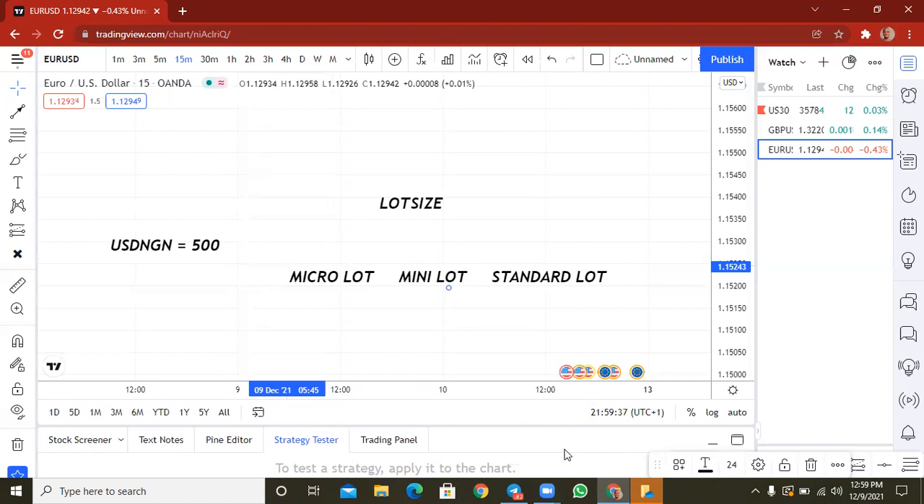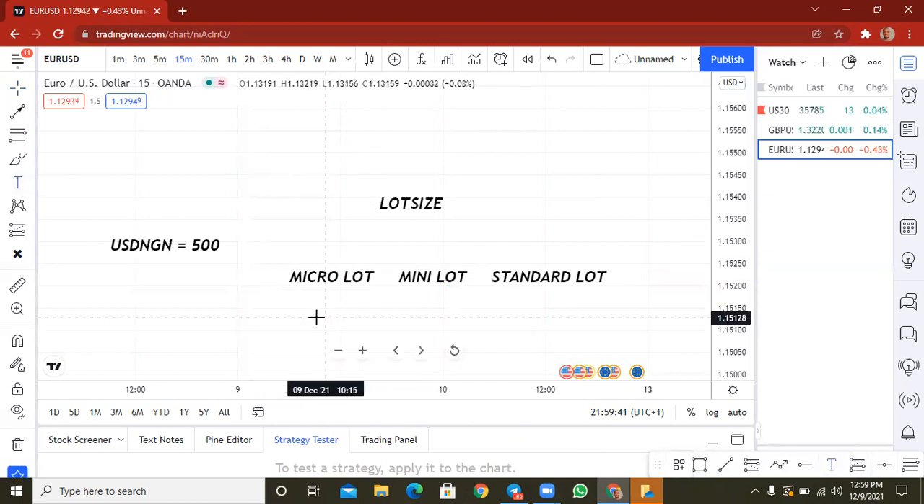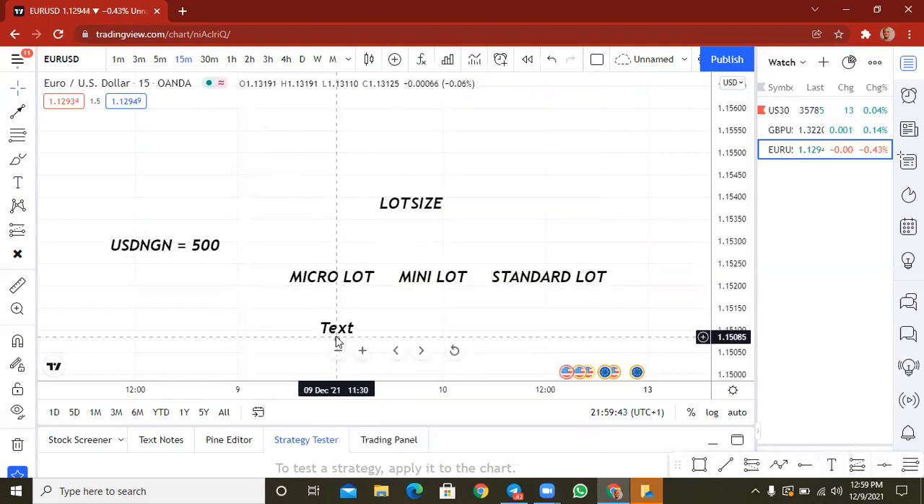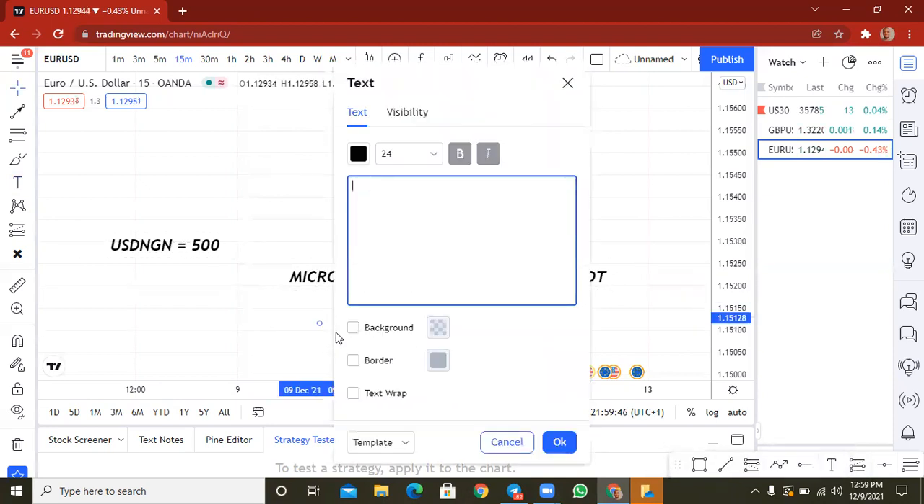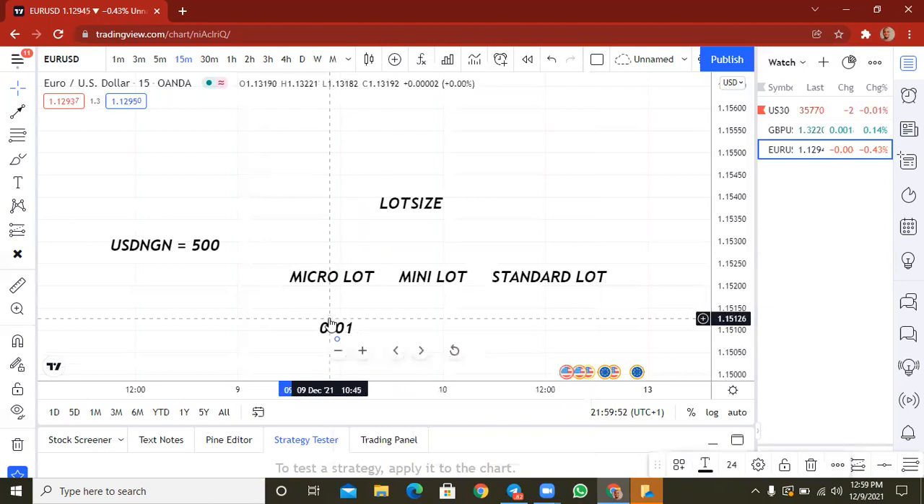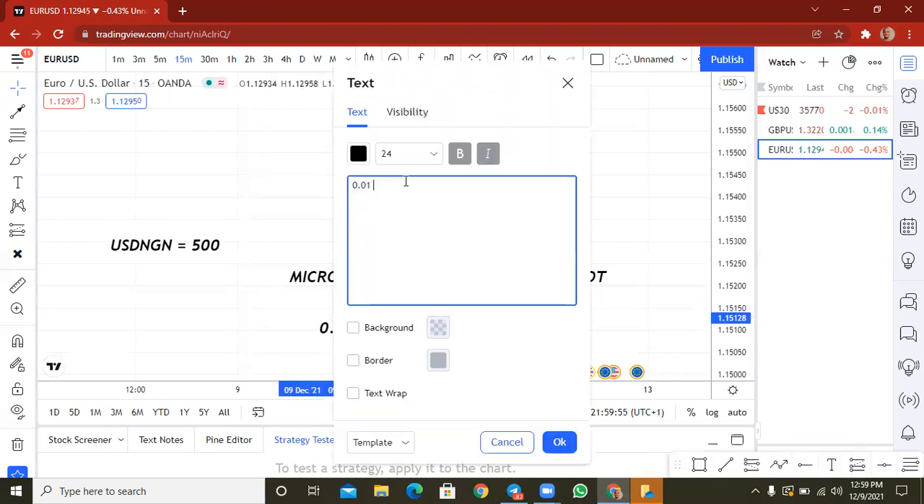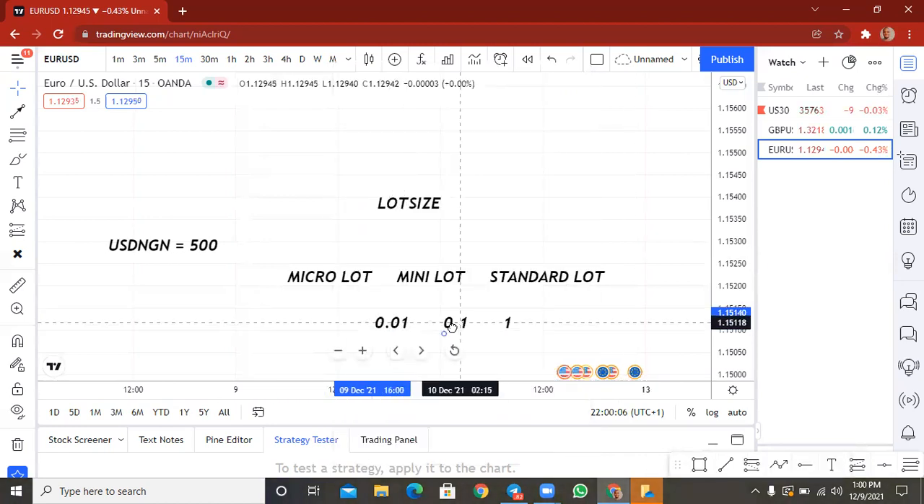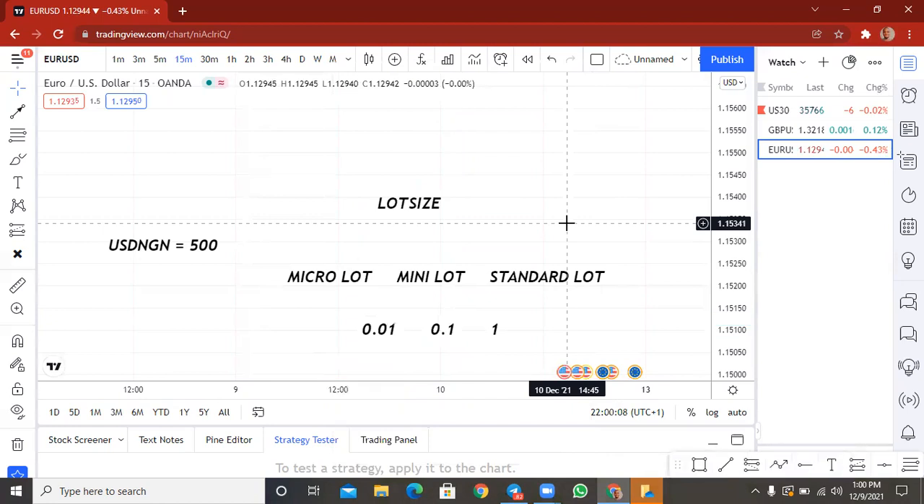The same thing applies to the micro lot. In Forex, the micro lot is graded as 0.01, right? Figures are used to grade it. Then the mini lot is graded as what? 0.1. Standard is just 1. So please don't let this confuse you, as it's easy to understand.